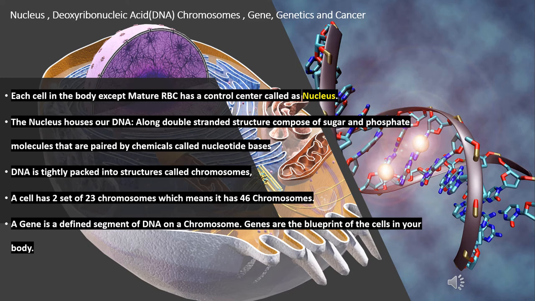Now, what is a gene? A gene is defined as a segment of DNA on a chromosome. Genes are blueprints of the cells of your body. They provide instructions for making proteins that in turn do the business of a particular cell. So basically they are the link, and many kinds of proteins play various roles in the body. They control how cells divide, grow and function. So they play an important role, a decision factor, as you can say, in the process of genetics.